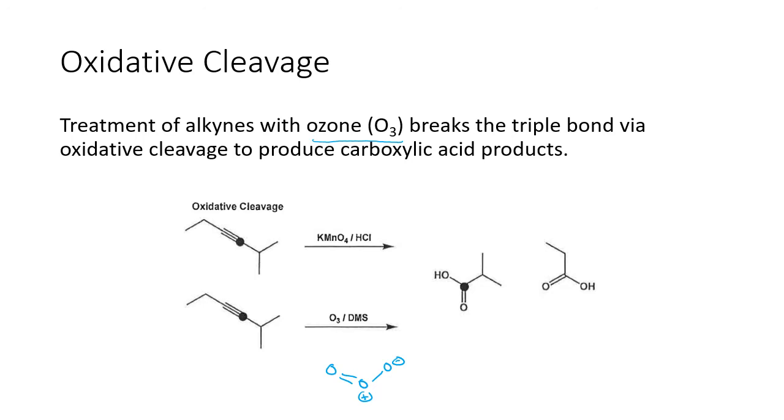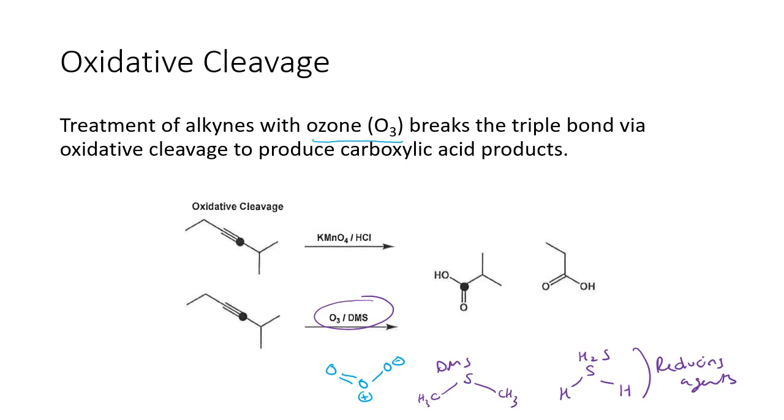So notice here we have two alkynes that we're starting with, and we can use ozone with a reducing agent after, such as dimethyl sulfide. So we would have a sulfur bonded to two methyl groups. Another one is H2S. You can see the structure is very similar to the dimethyl sulfide, the DMS. Both of those are reducing agents in that second step, just like they functioned as reducing agents with alkenes.